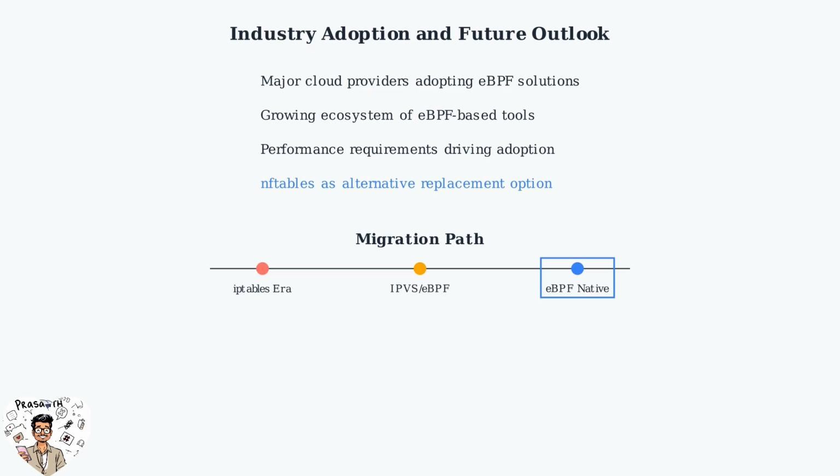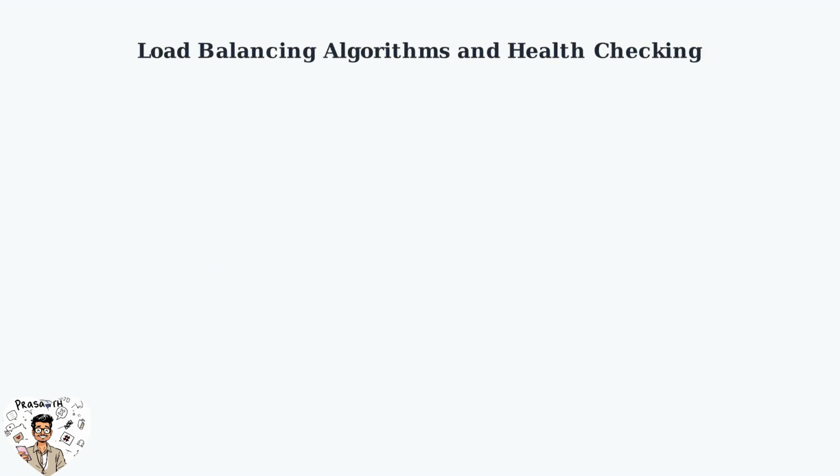The transition to eBPF represents more than just a performance improvement. It fundamentally changes how we approach Kubernetes networking, offering a more efficient, flexible, and feature-rich foundation for modern container orchestration platforms. IPVS provides significantly more sophisticated load balancing capabilities compared to Iptables.